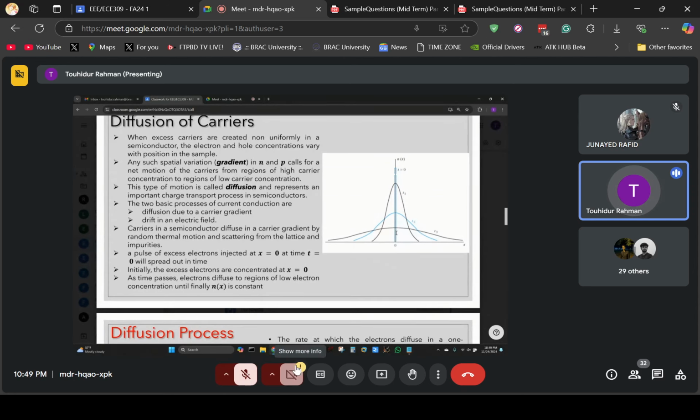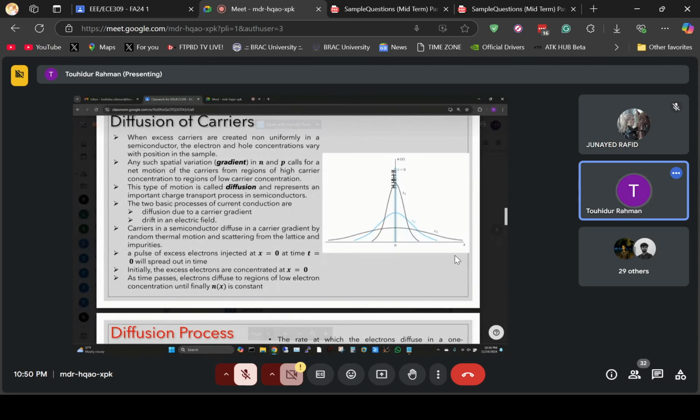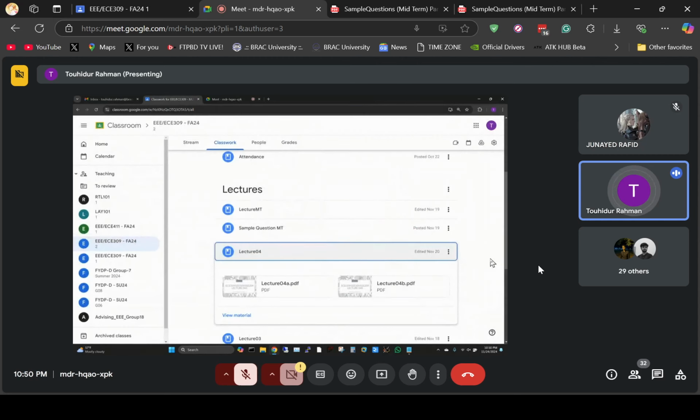Without recombination, after a certain period of time, the concentration will become constant at a non-zero value. But if we have recombination, then the concentration will become zero after a certain period of time. Does it make sense? Okay. Hopefully that was helpful.